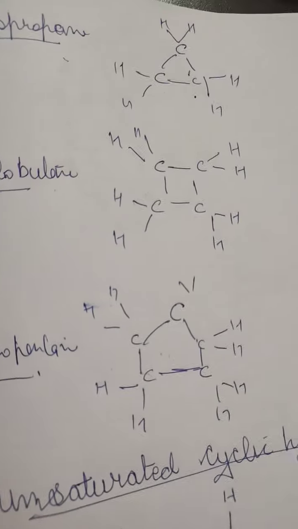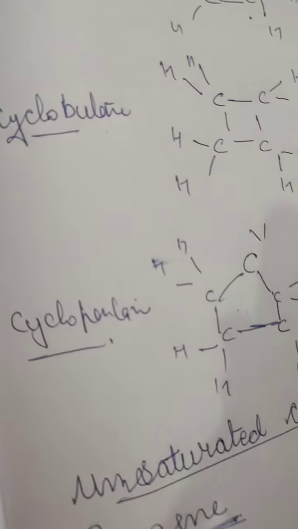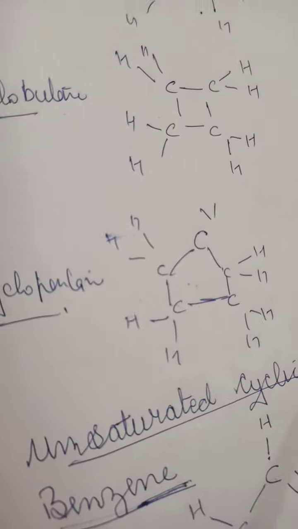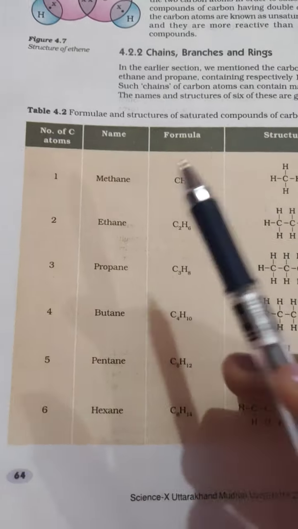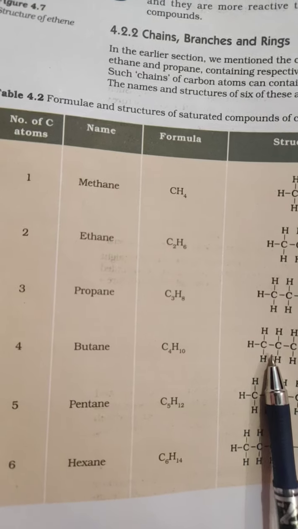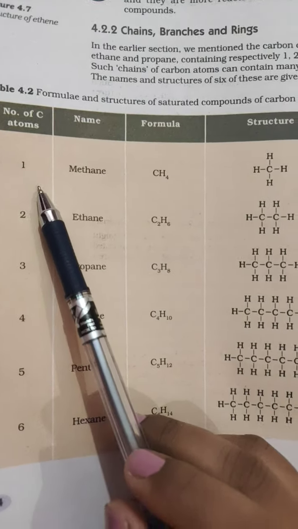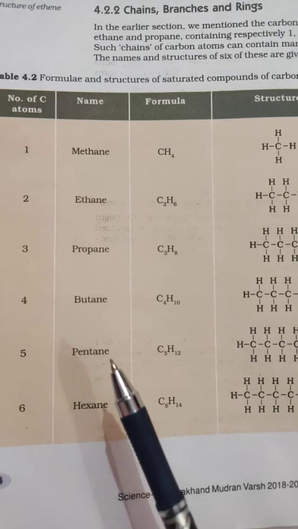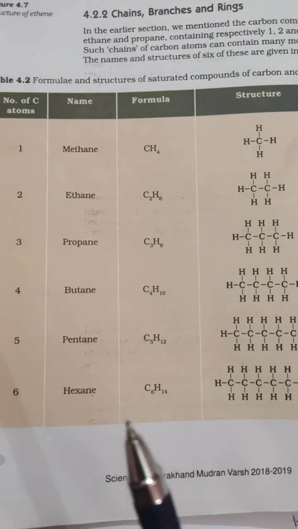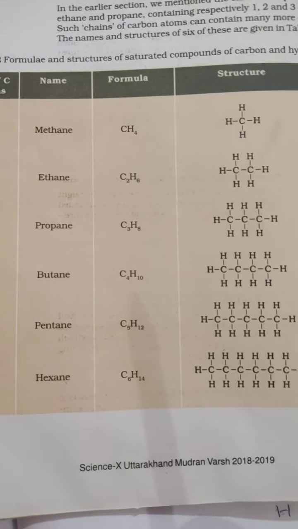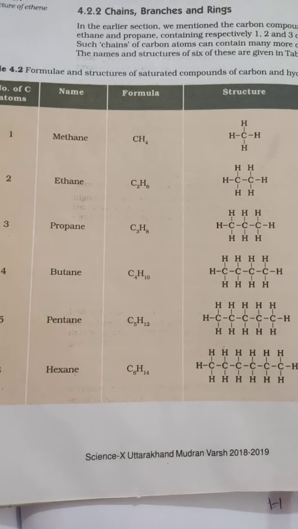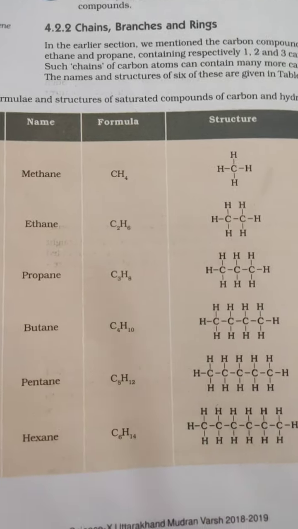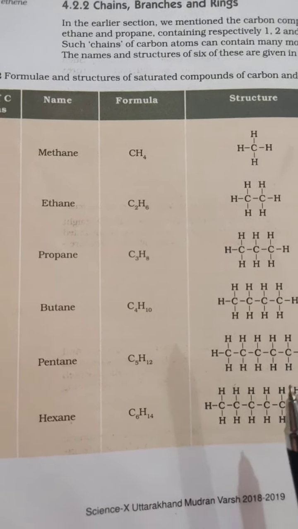So now next, after this, we're going to move to how to name these hydrocarbons. Because it's given in your book already, we will take the reference of the book. As you can see here, it's methane, ethane, propane, butane, pentane, hexane. Naming is not in your syllabus for this year, nomenclature is not for this year, but still we have to go through how to name the hydrocarbons.